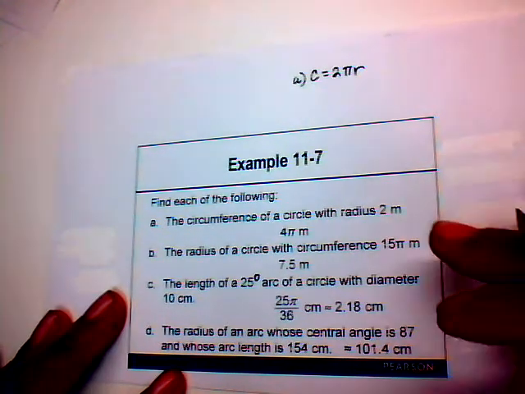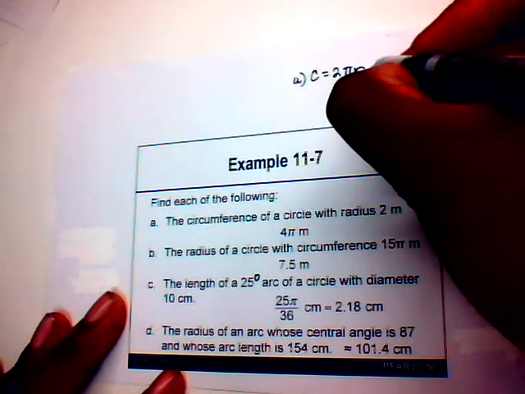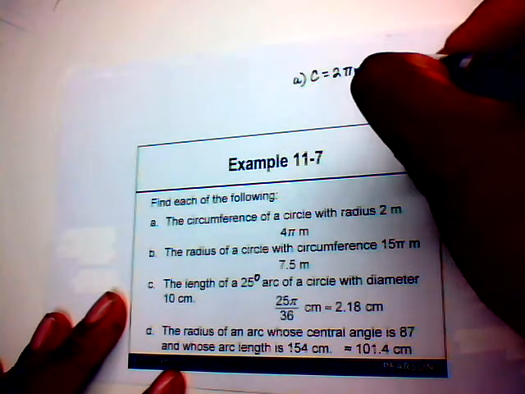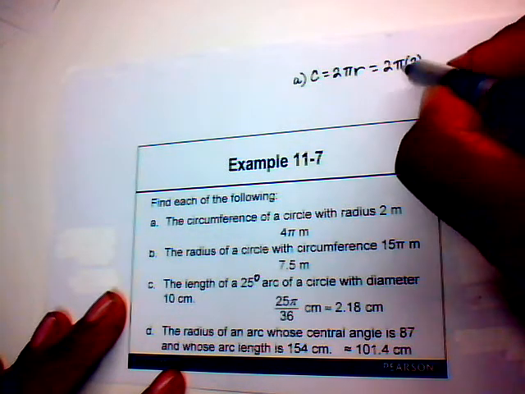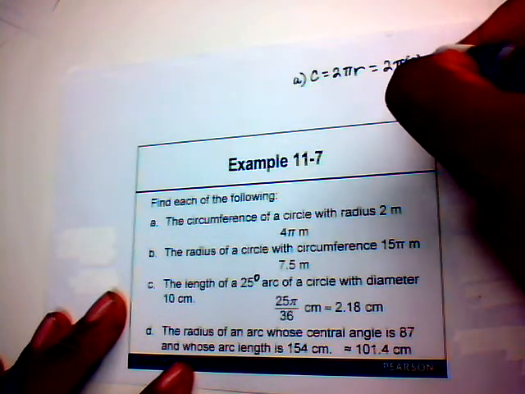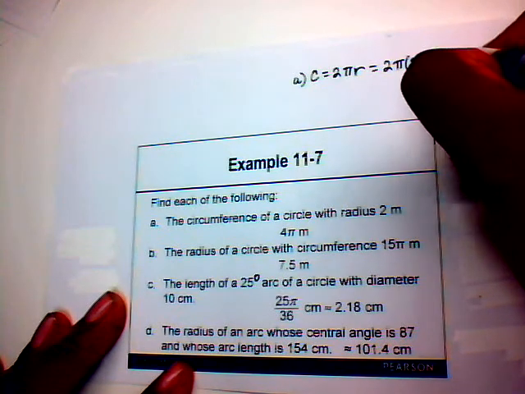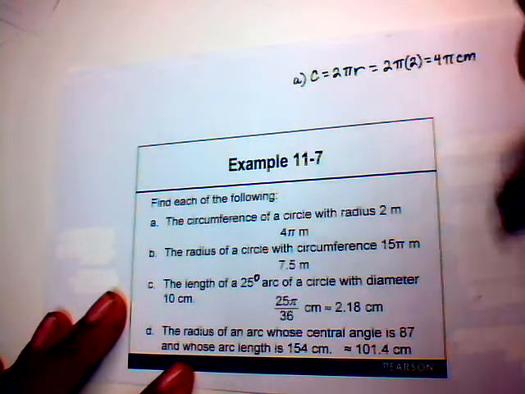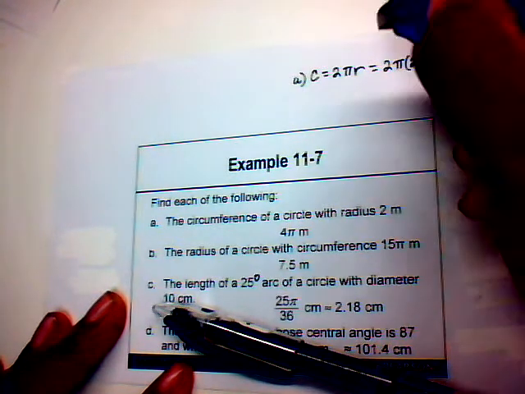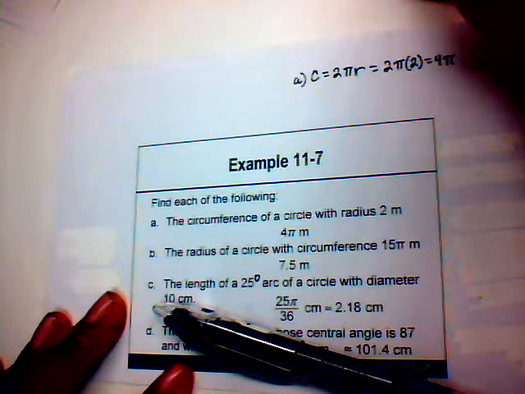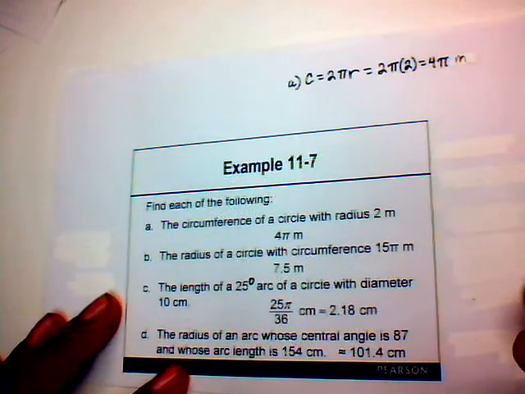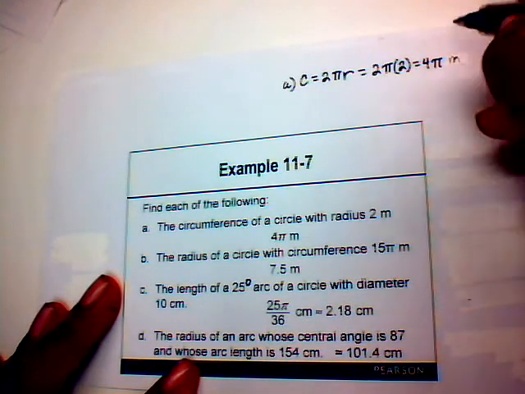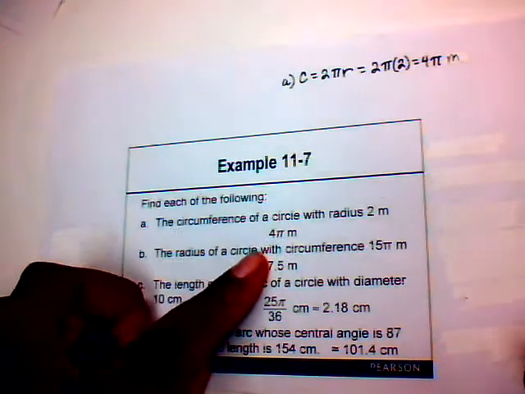And in this case here, the radius is 2 meters, so we'll do 2 pi, replace the r with 2, so we got 2 pi times 2, and then multiply 2 times 2, you'll get 4 pi, and that's 4 pi meters, not centimeters. So this is 4 pi meters, which is what they have here.